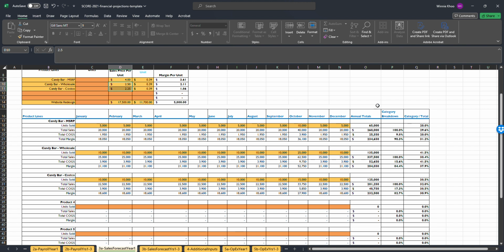Okay. So off to the side here, we can see category breakdown and category over total. The category breakdown basically shows the margin per product line. So here for MSRP, we can see that it's roughly 90% margins. Wholesale is 84.4 and Costco is 82.7. And these may seem like a lot, but remember that the margin here needs to cover all of the other business costs, both fixed and variable.